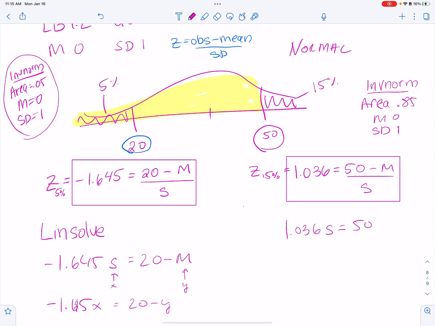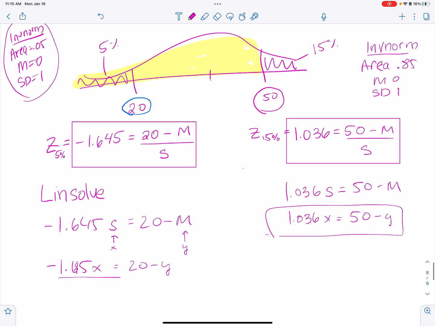1.036x equals 50 minus x, or y, sorry. So here are the two equations going into my calculator. So 1.645, and then negative 1.645 and positive 1.036.